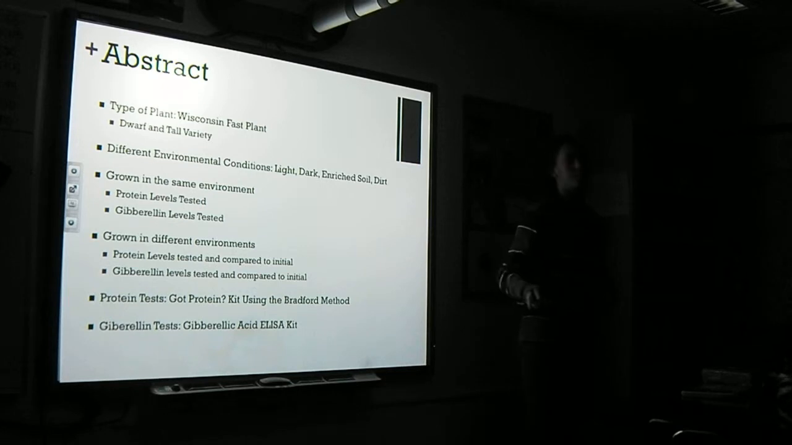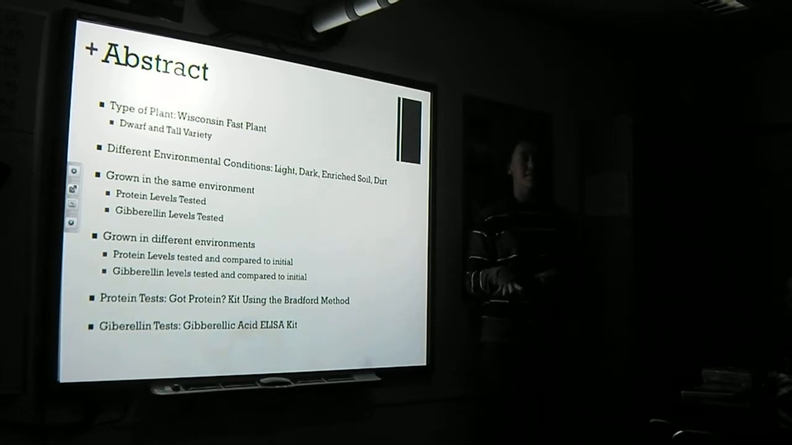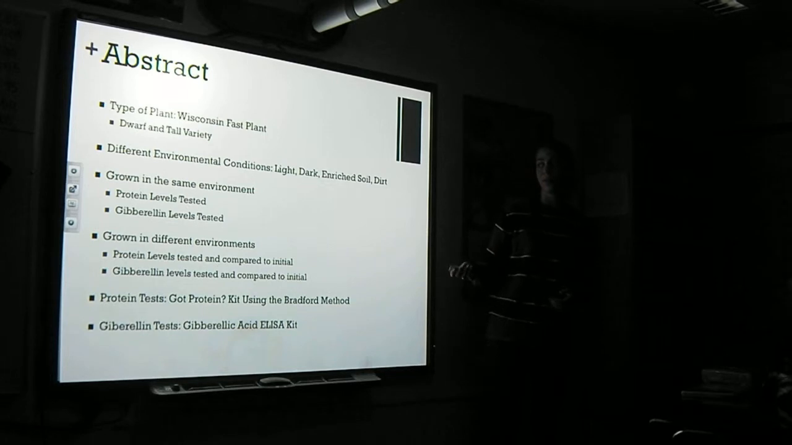And then once those plants have been grown in each of the different environments, I will again test their protein levels and test their gibberellin levels and compare them to see if there are any differences between the original and after the different conditions, and per condition. And to test the overall protein amounts in the plant, I'm using the GOT protein kit, which uses the Bradford method. And for testing the gibberellin, I'm using a gibberellic acid ELISA kit.